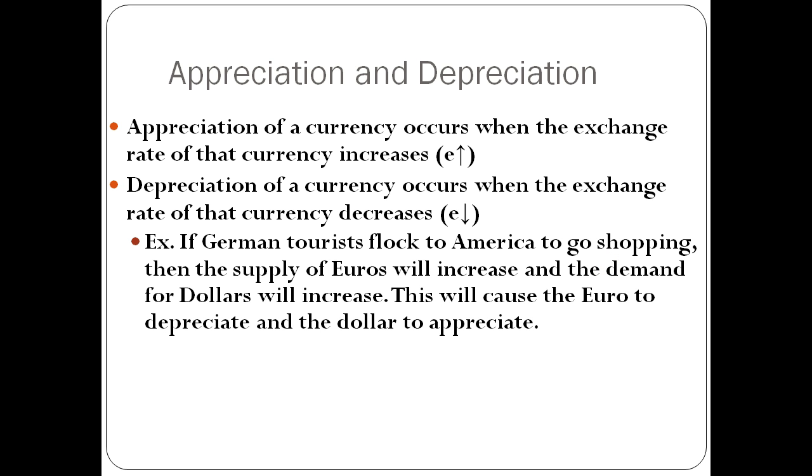So for example, if German tourists flock to America to go shopping, then in order to buy the goods in America, they will go ahead and supply euros in the foreign exchange market. So they're supplying euros in order to buy dollars. Okay, so they're supplying the euros, and the demand for dollars will increase. They are demanding dollars in the foreign exchange market because they need those dollars to be able to buy the American goods. And ultimately, this will cause the euro to depreciate and the dollar to appreciate.